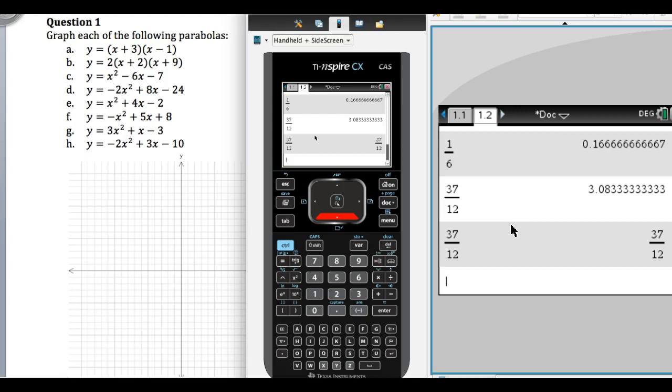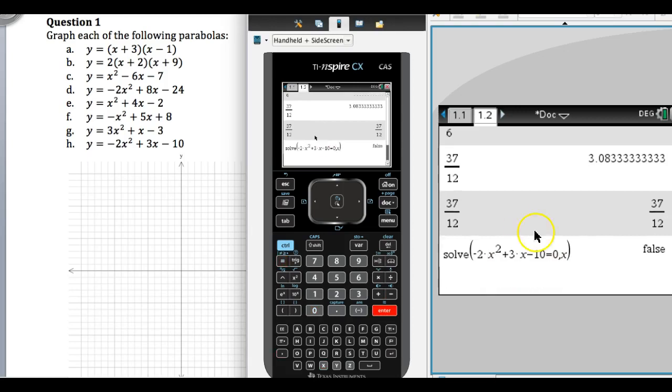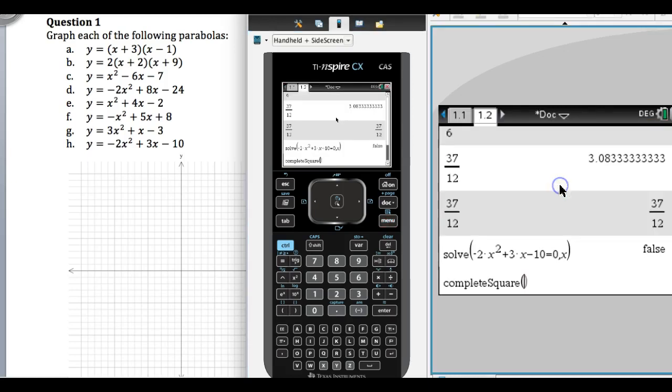Okay, let's do the last one. So solve negative 2x squared plus 3x minus 10 equals 0, x. Okay, so here we've got false. That tells me there's no x-intercepts. So I know my y-intercept is negative 10. The other thing I can do is my turning point. So I complete the square.